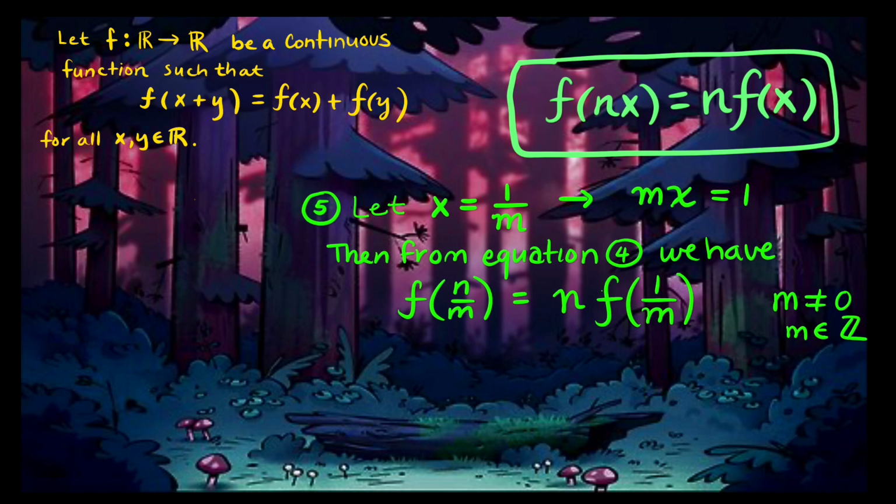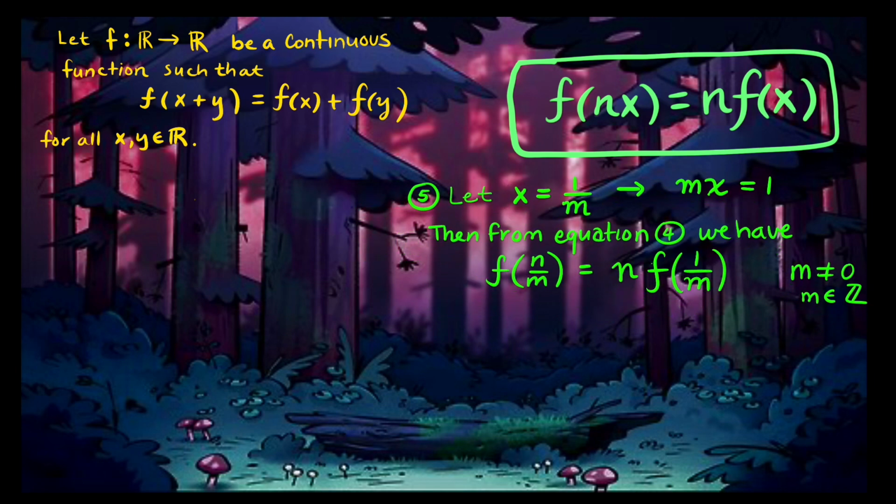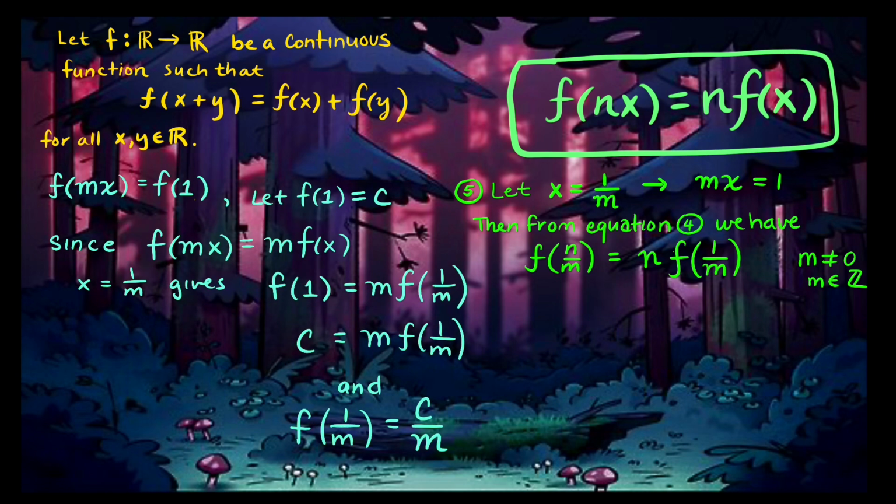Using this functional equation, let's let x be the rational number 1 over m, where m is not 0. And that would also mean that m times x is equal to 1. So from the functional equation, f of n times 1 over m, or f of n over m, is equal to n times f of 1 over m. Now we can play around with this a little bit. That f of 1 over m, okay, we can look at that a little bit further.